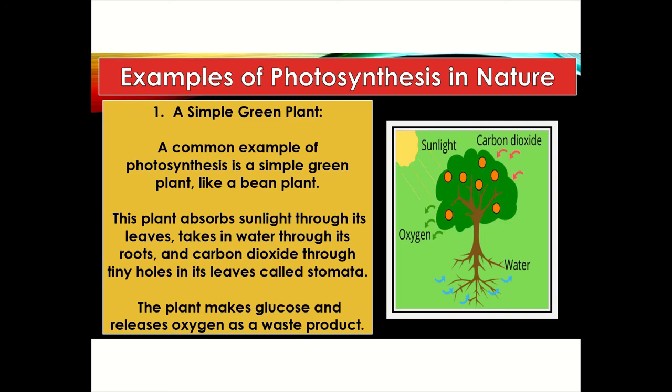Examples of photosynthesis in nature. 1. A simple green plant. A common example of photosynthesis is a simple green plant, like a bean plant. This plant absorbs sunlight through its leaves, takes in water through its roots, and carbon dioxide through tiny holes in its leaves called stomata. The plant makes glucose and releases oxygen as a waste product.